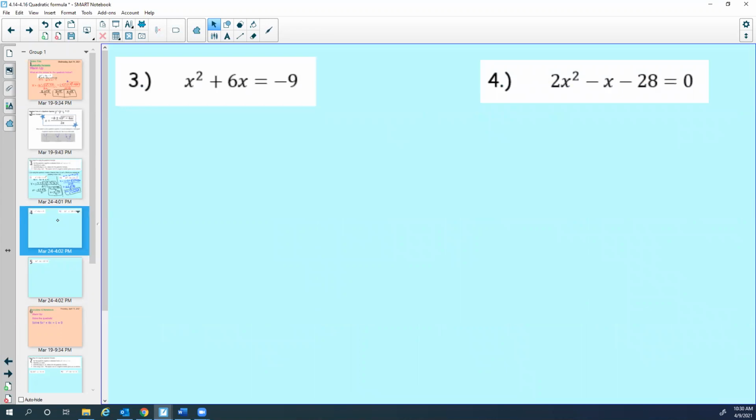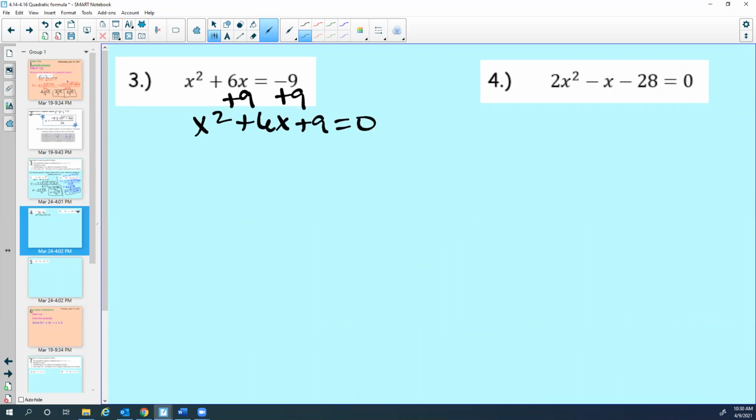All right, let's go ahead. We'll do one more here. I got x squared plus 6x equals negative 9. Remember, we need to be equal to 0, so I need to add 9 to both sides to get x squared plus 6x plus 9 equals 0. All right, pause the video. Find out what the zeros are from the quadratic formula.